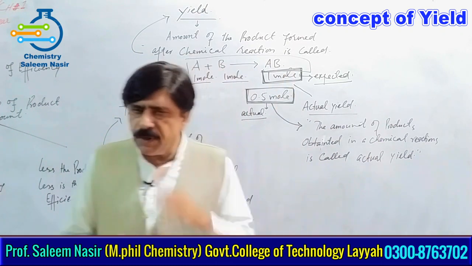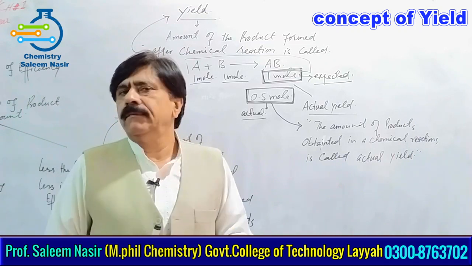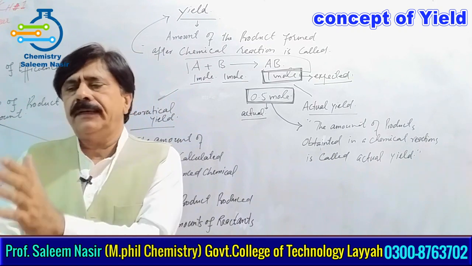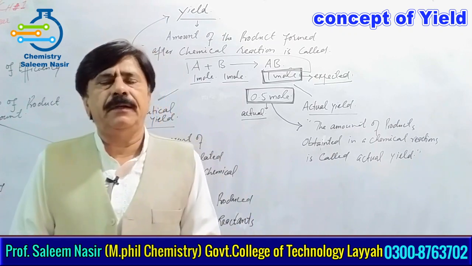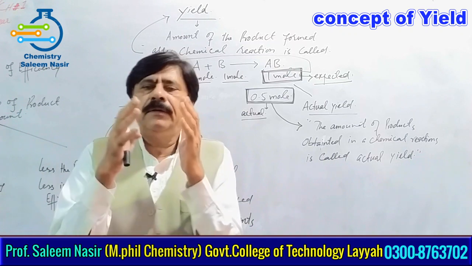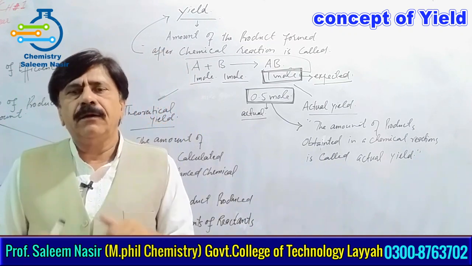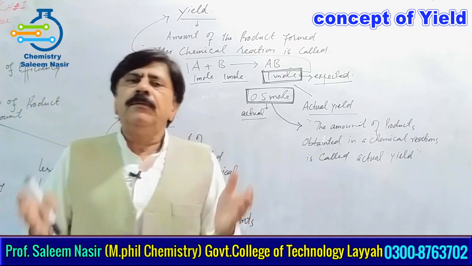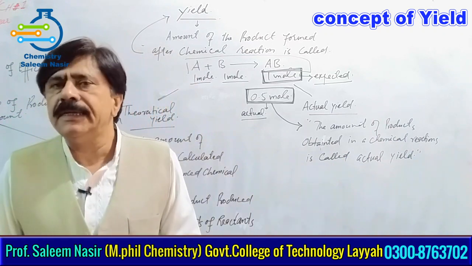Now students, one thing is surprising: what is the reason that the expected yield or theoretical yield and the actual yield are not compatible? We cannot obtain the desired amount of the product as we are expecting after performing the chemical reaction. So that involves different kinds of reasons.